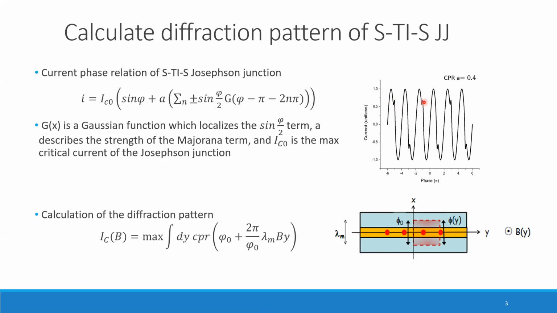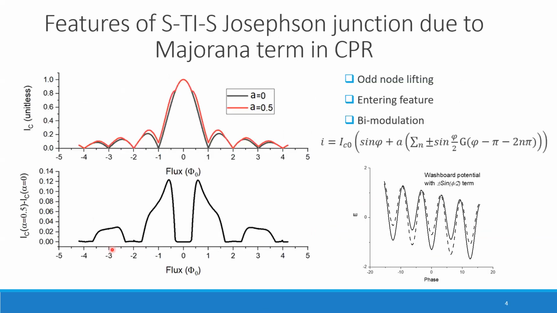Using this current phase relation, we can calculate the critical current of the STIS Josephson junction at a certain magnetic field using this formula. Basically, when you apply a magnetic field on the area of the junction, like what is shown in this picture here, you can have a linear change of the phase across the junction along the y direction. Then you can sum up all the current to calculate the total current going through the junction, and we can find the maximum value as the critical current of the junction. Using this method, we can calculate the diffraction pattern of the STIS Josephson junction, which is shown by the red curve here. The black curve is for comparison. It's the diffraction pattern of a regular Josephson junction, which only has a sin phi current phase relation. The difference between the red and black curves is plotted in the bottom picture.